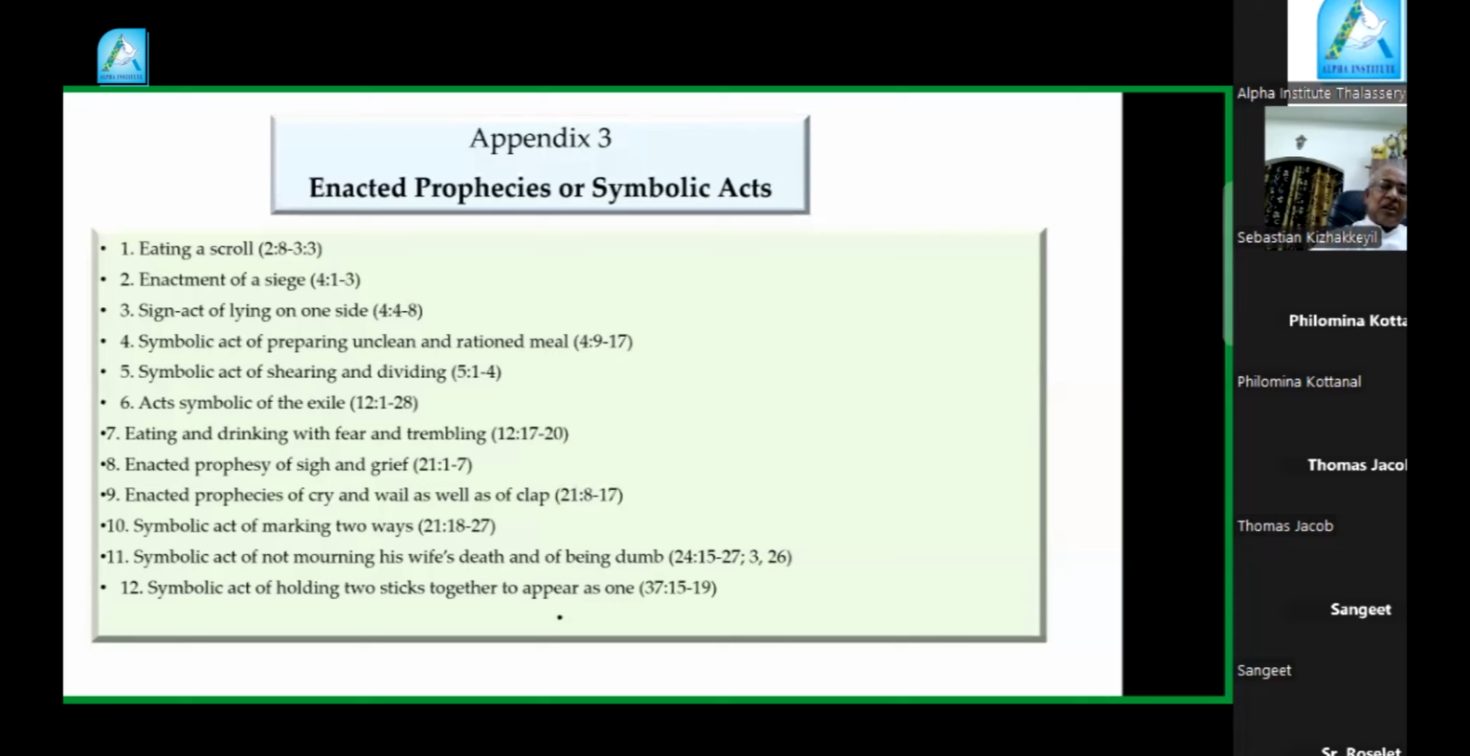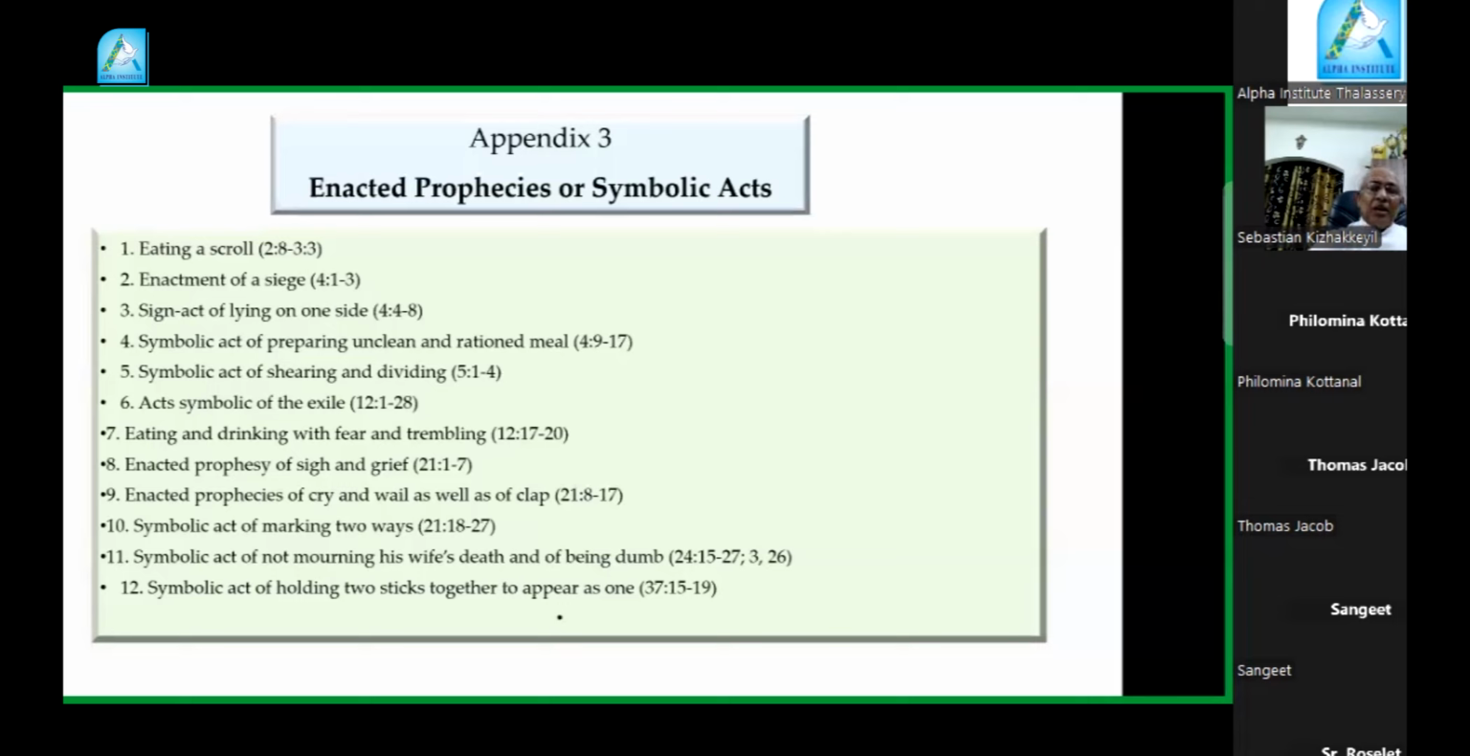Sometimes when I read, I feel so bad about the whole thing. And that is just to act out. God is saying, in order to tell the people that Jerusalem is going to fall, the symbolic act is his own wife is dying. He is 35, so his wife must be much younger than him. And he is already told, your wife will die.